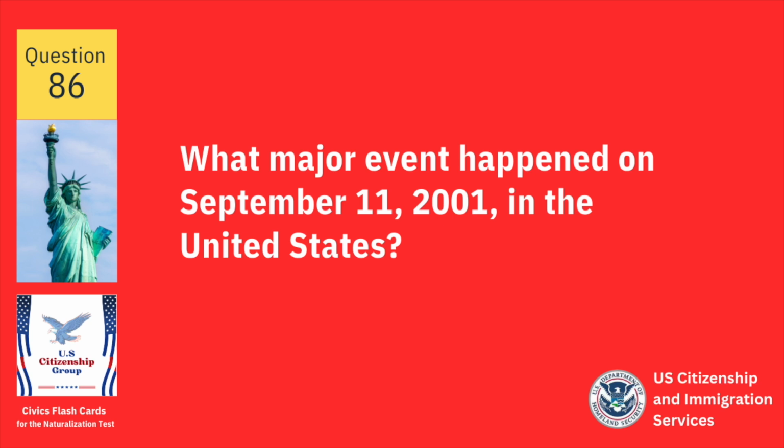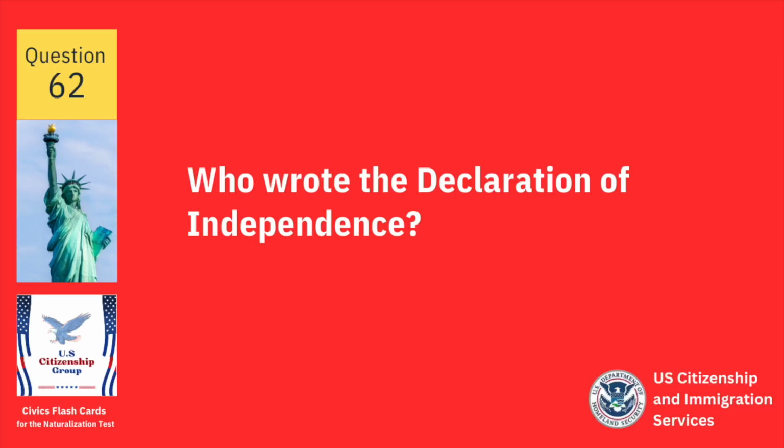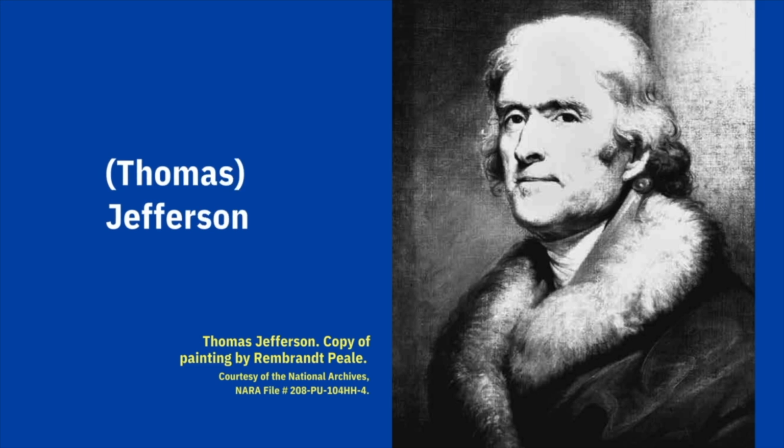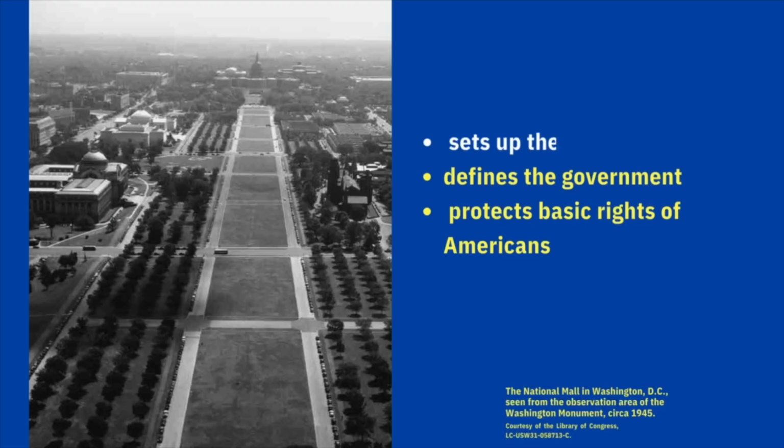What major event happened on September 11, 2001, in the United States? Terrorists attacked the United States. Who wrote the Declaration of Independence? Thomas Jefferson. What does the Constitution do? Sets up the government.